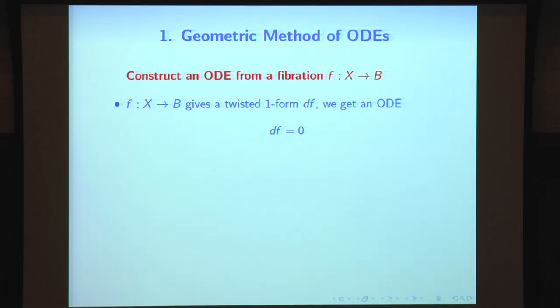Okay, the next problem is how to construct an ODE from a vibration. So for a given vibration, we can define a twisted one form df. Then we get an ODE df.